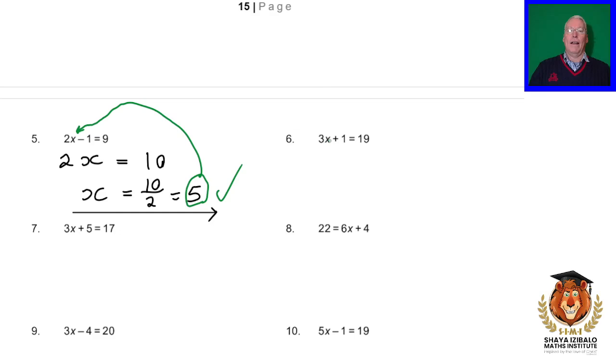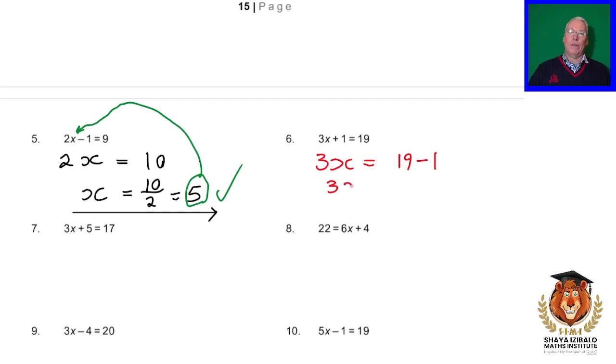All right. Now, 3x plus 1 equals 19. So x is being multiplied by 3, and then we are adding 1. Now, we want to undo that. So let's first subtract 1. From which side? From both sides. Okay. We have subtracted 1 from both sides.